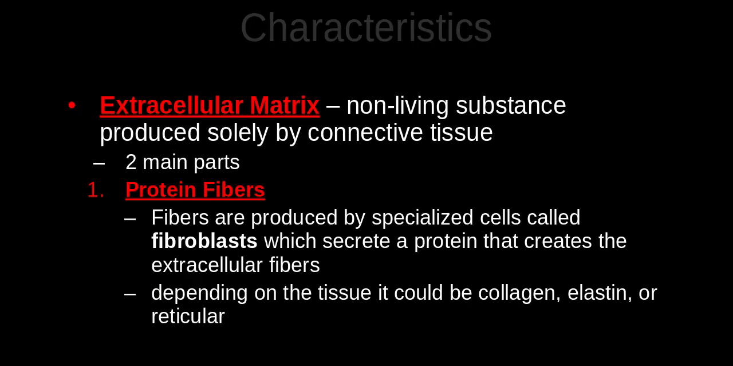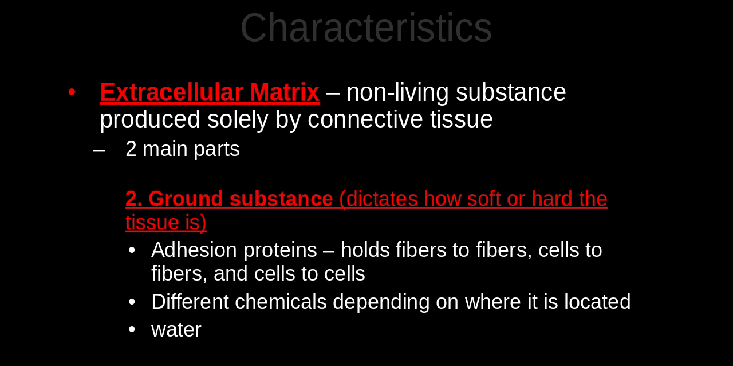The other characteristic of connective tissue is that there's an extracellular matrix. This is the non-living substance produced solely by the connective tissue, and it has two main parts. It has protein fibers, which are produced by specialized cells called fibroblasts within the connective tissue, and they secrete a protein that creates these fibers. Depending on the tissue we look at, those fibers can be collagen, elastin, or reticular. Collagen is the most common one that we see through the different examples. The other thing that makes up the extracellular matrix is the ground substance.